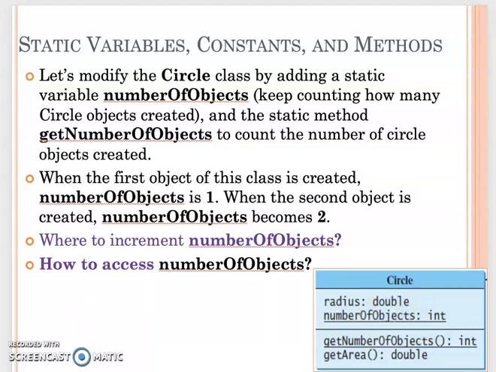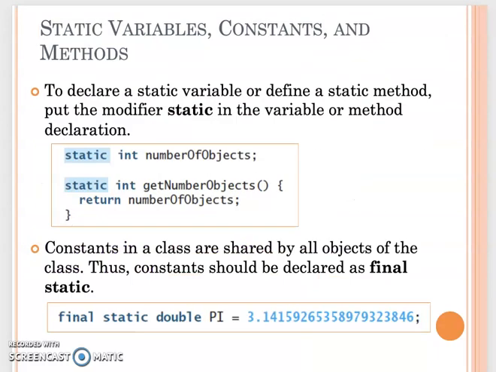So the next question is, how should I define the static variable? Here is how we define a static variable or static method. You just need to add the static keyword before it. Did you see this one? It's very familiar. Your main method has the static keyword, right? So any attribute or method, if you add the static keyword, becomes static.